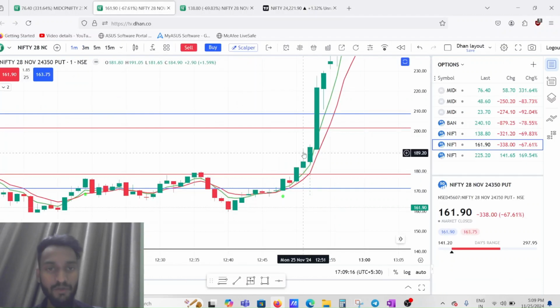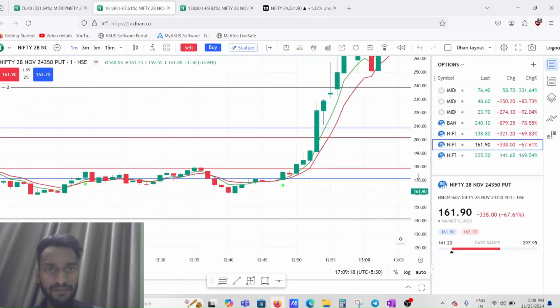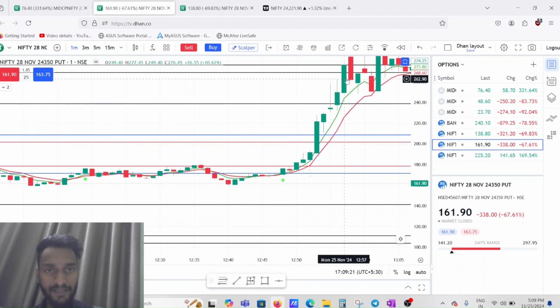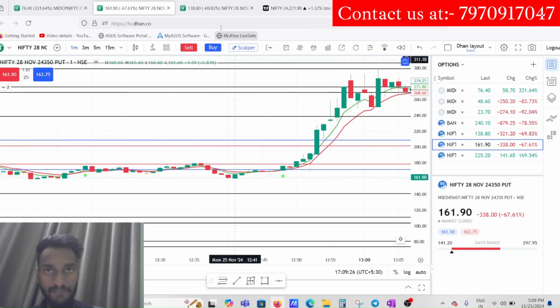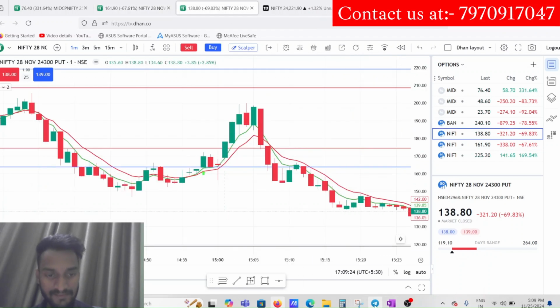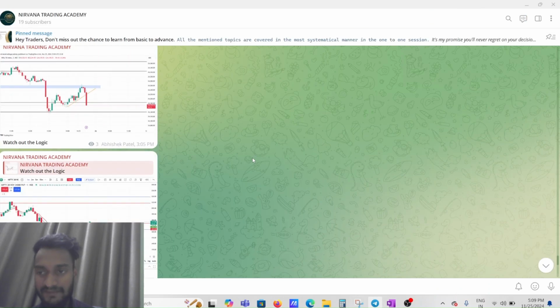So I simply punched my order right here in this candle and exited my order near 12:58 at this area, at this extension, right? At this extension. Now let's talk about the third trade. That is the last trade. It was a little bit risky, but I will discuss it also.